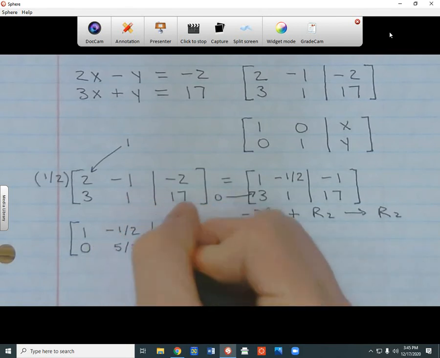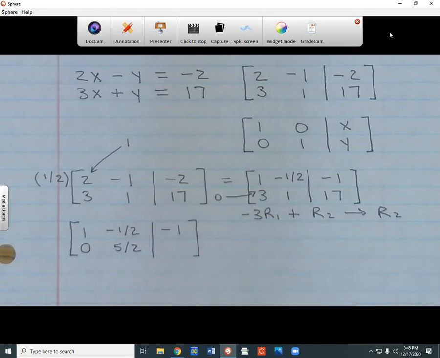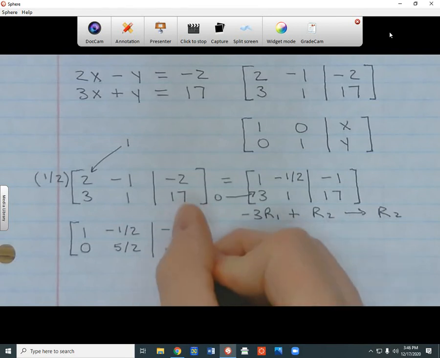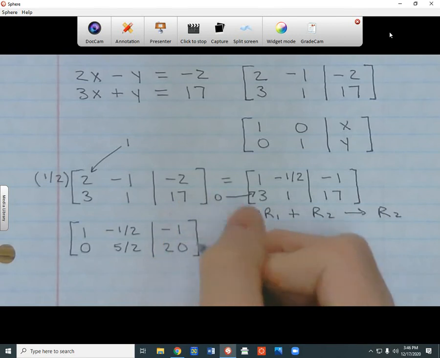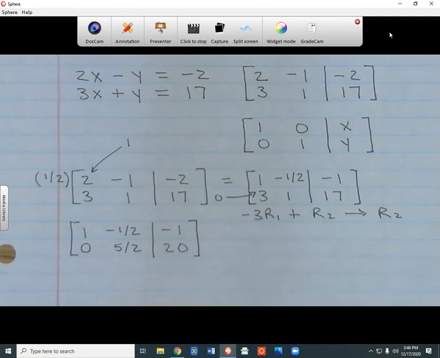And then lastly, I'm going to take this -1 up here and multiply it by -3. That's going to give me +3. And if I add that +3 to the 17 down here, I'm going to get 20. So now the first column has changed into 1, 0. And now I just need to change the second column into 0, 1.